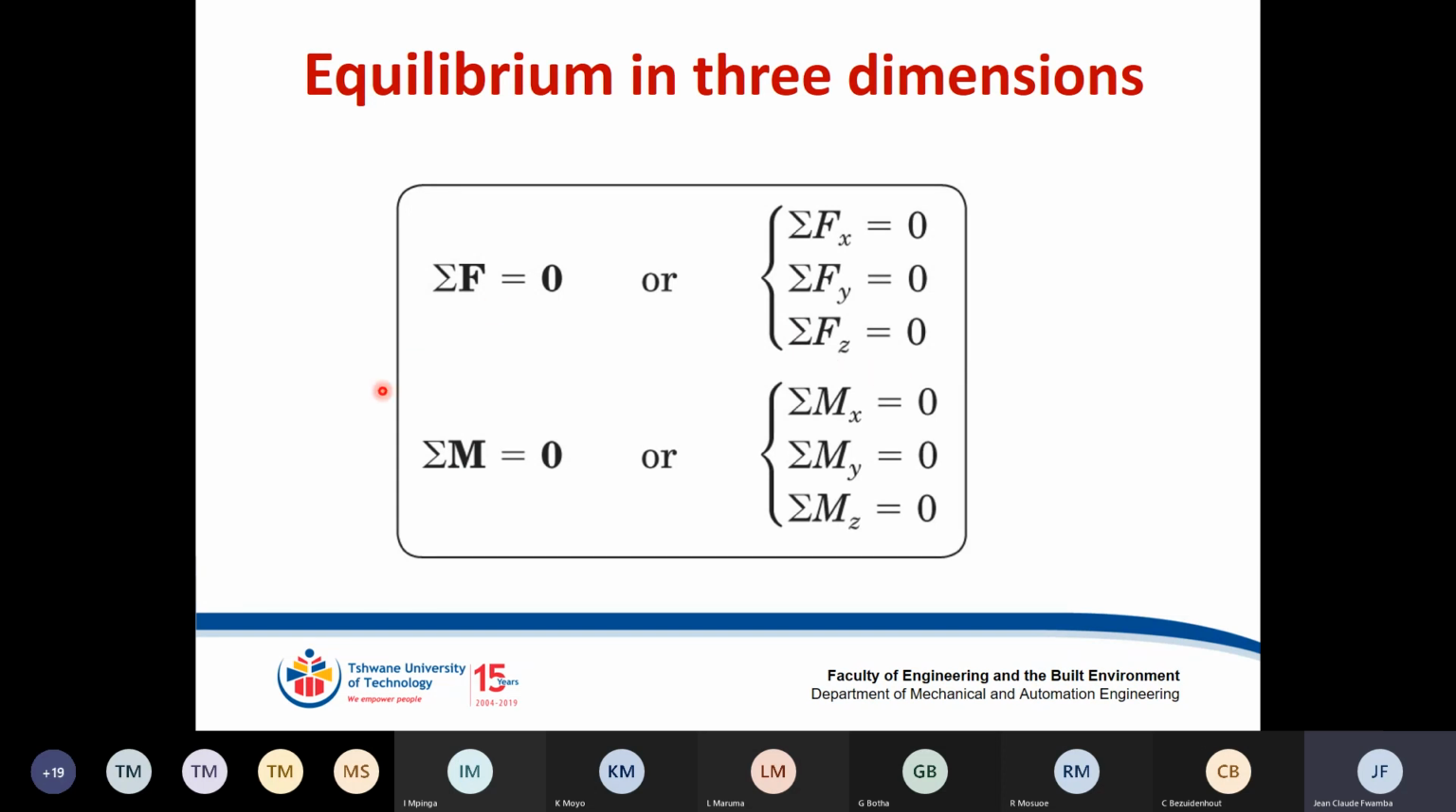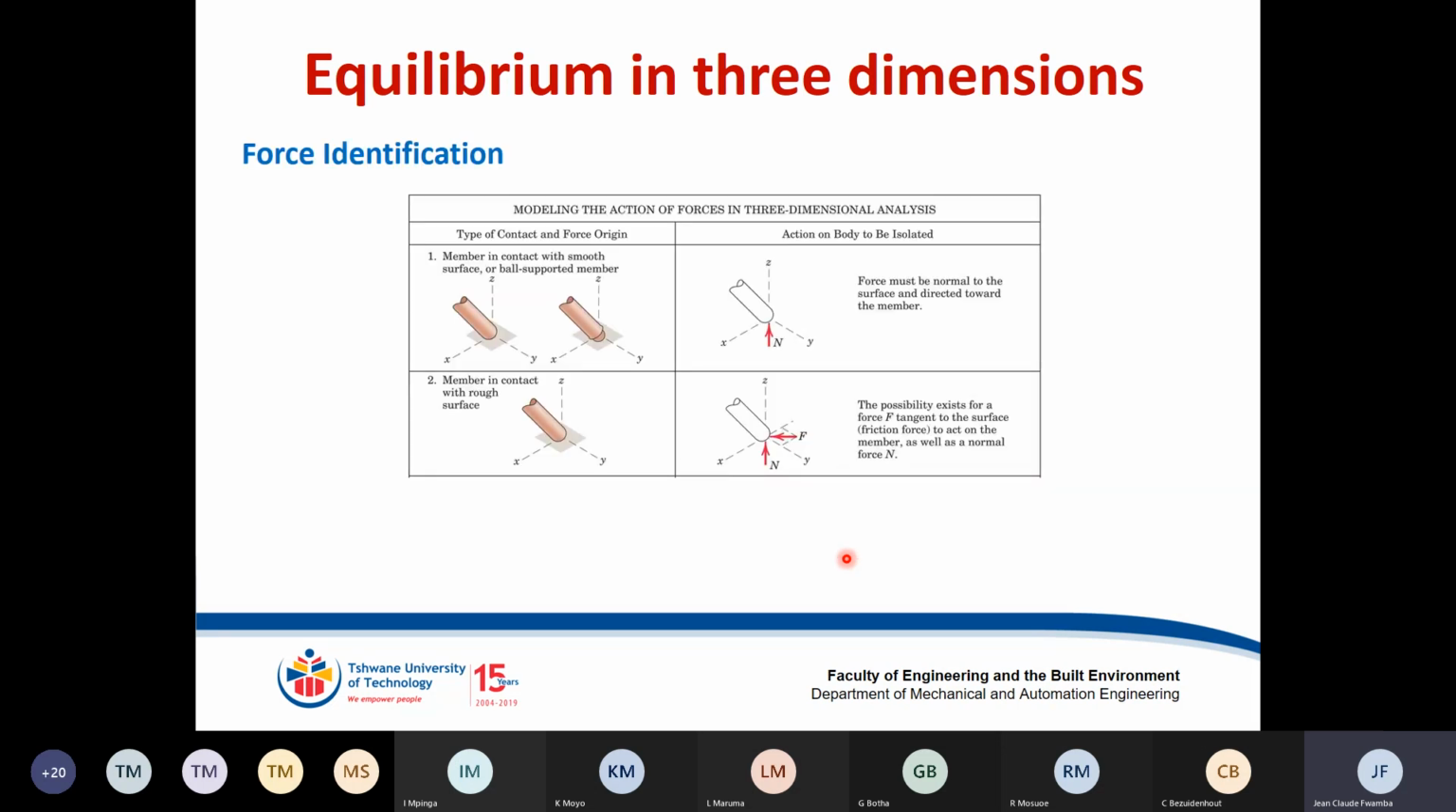The same can be said on the moment side. The moment can be taken around each one of the axes. So in your 2D projection, we emphasized the x and y. In 3D, we bring the z-axis along. But in terms of the equations, they remain the same. Right? So now let's look at how we go about doing some force identification. It boils down to the free body diagram.